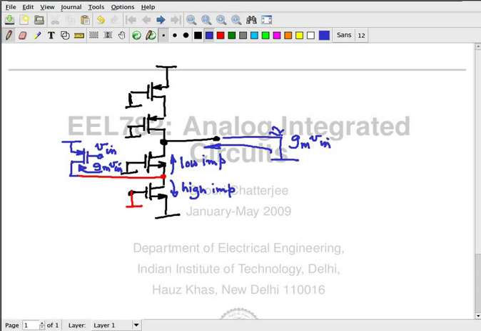let's transform this into the differential structure. And what we will do is, we are going to consider this node as our virtual ground. Okay, all other nodes are actual grounds or bias voltages. So the bottom one is an actual ground, the top one is a power supply, and all the gate voltages are at bias voltages, certainly DC bias voltages. Alright, so this is my strategy.